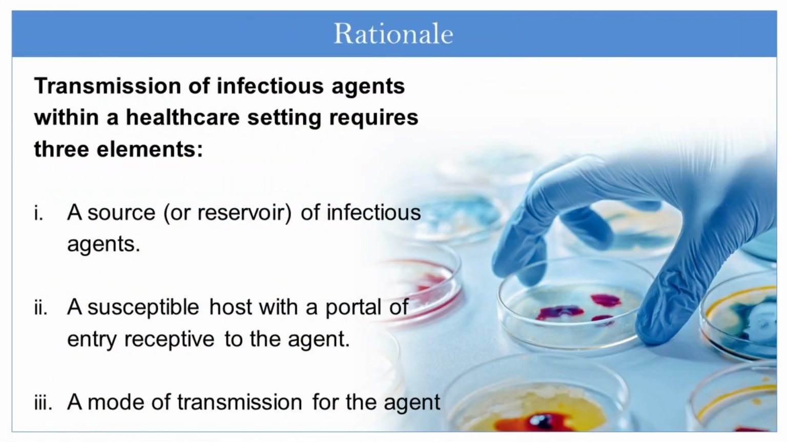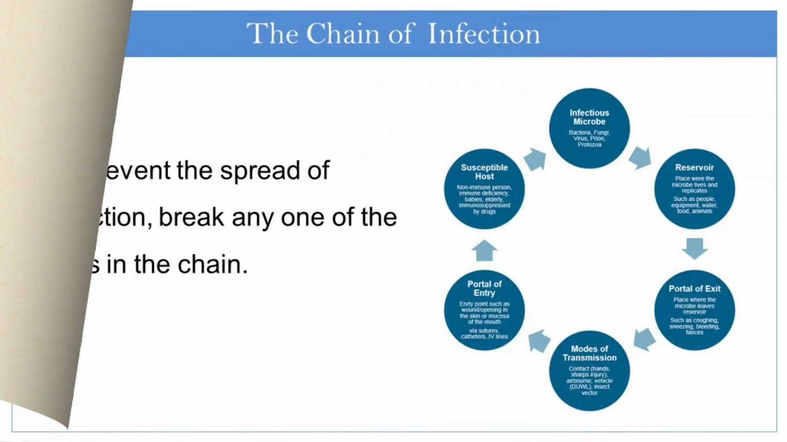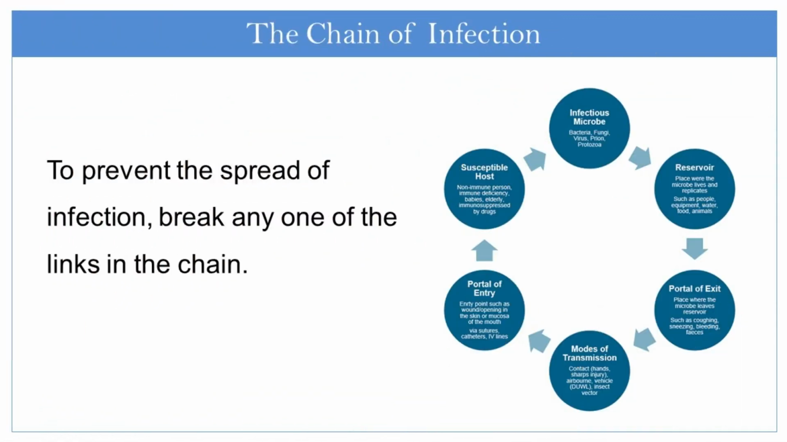So, what is the rationale behind this? Transmission of infectious agents within a healthcare setting requires three elements. First, a source or reservoir of infectious agent, a susceptible host with a portal of entry receptive to the agent, and a mode of transmission for the agent. There is a chain of infection. To prevent the spread of infection, break any one of the links which are present in the chain.